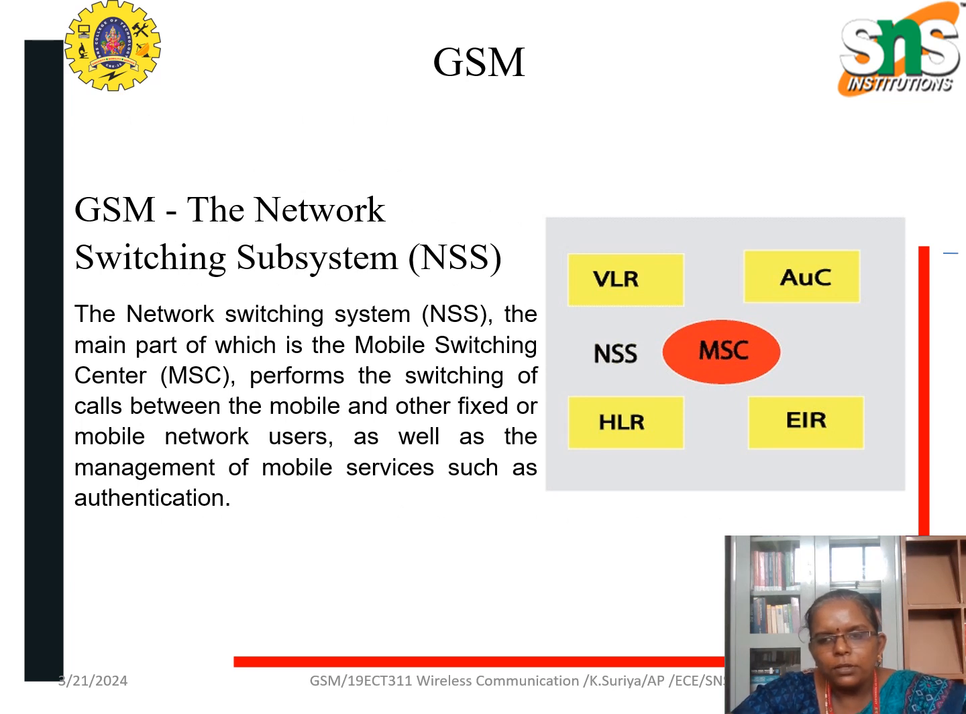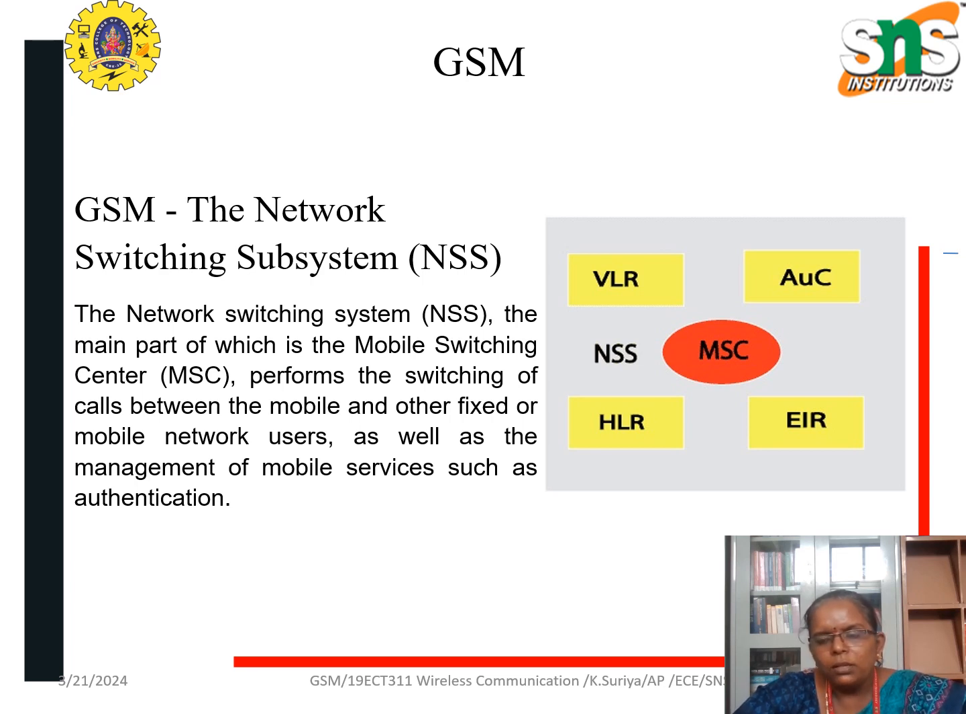Next one is the network switching subsystem. As shown in the diagram, the network switching subsystem consists of many registers like VLR, HLR, EIR, and AUC, where VLR is the visitor location register, HLR is the home location register, EIR is the equipment identity register, and AUC is the authentication center. The home location register consists of the data where the user is registered in its own area.